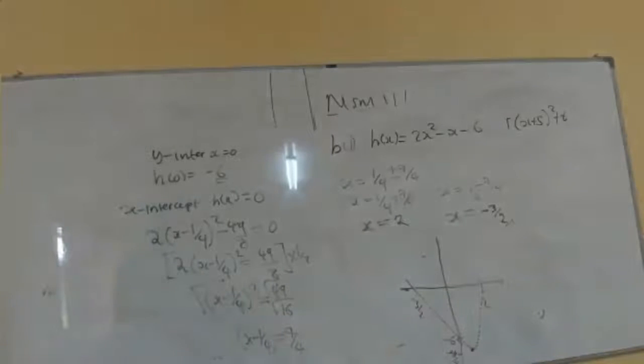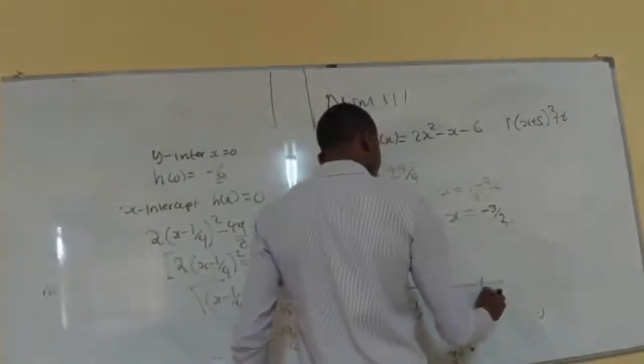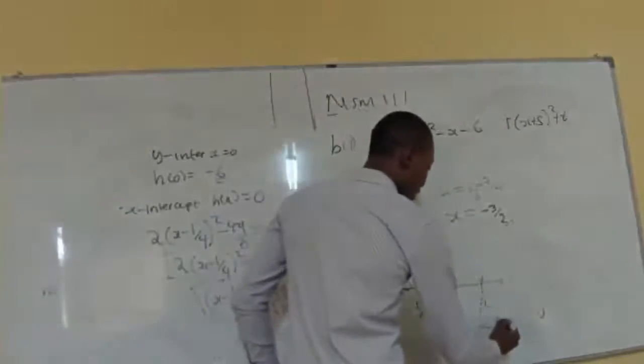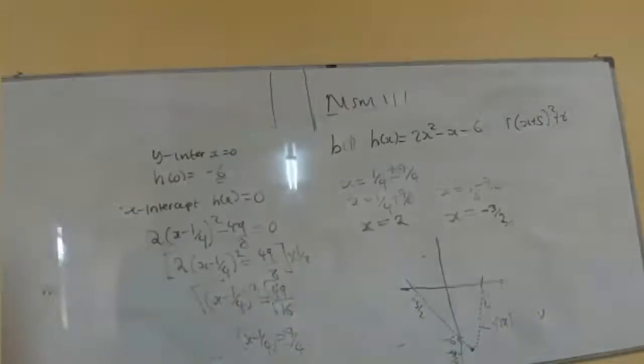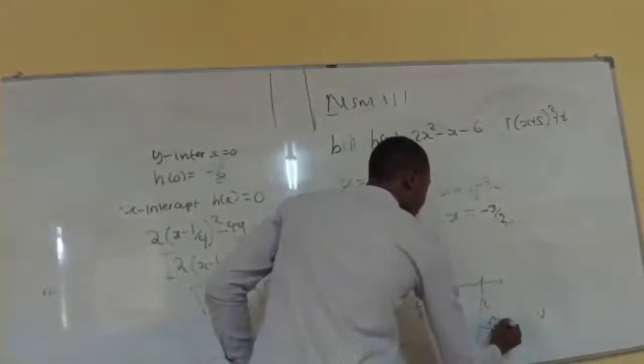So the intercept which we have is negative 6. Then from there, what we're going to do now is consider the absolute part. This graph I've sketched here, crossing here up to this point, is the graph we're calling f of x. So this graph here is the one we're calling f of x.